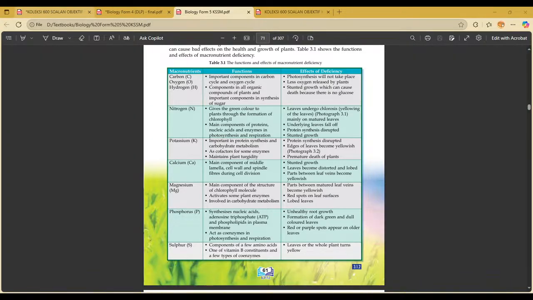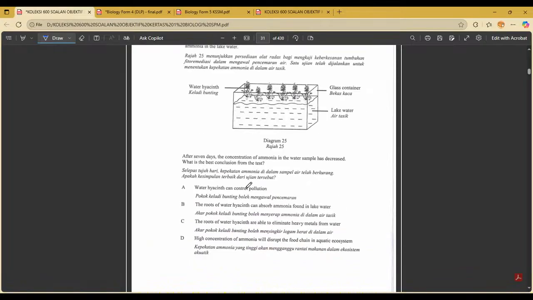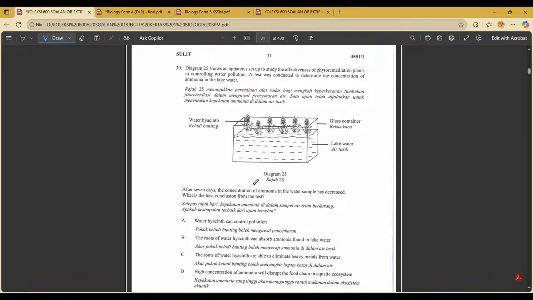Okay, anyways, as I was saying, diagram 25 shows an apparatus to study the effectiveness of phytoremediation plants in controlling water pollution. Concentration of ammonia in the lake water. The concentration of ammonia in the water sample has decreased.